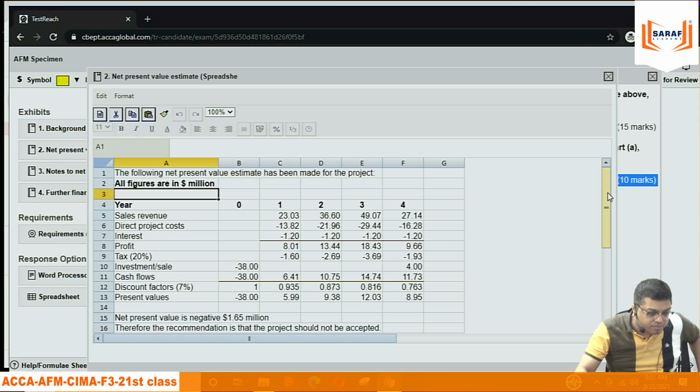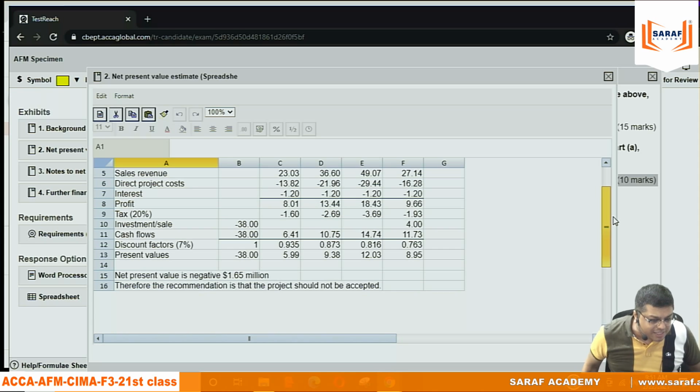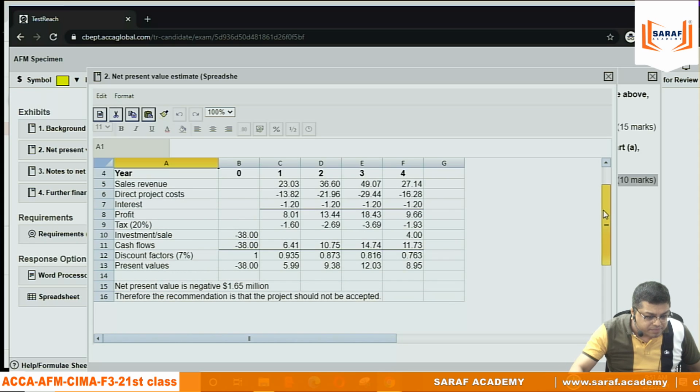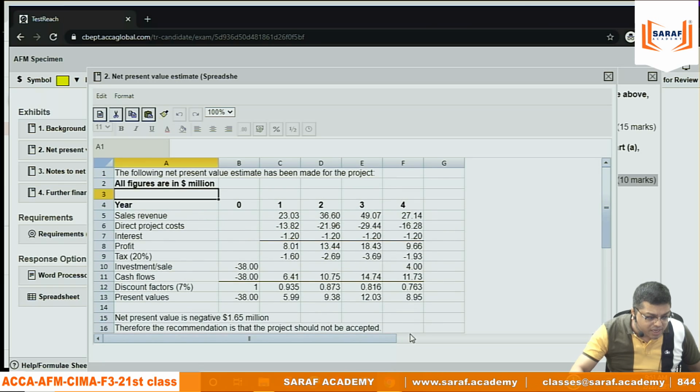Okay. Net present value is negative. Therefore, the recommendation is that the project should not be accepted. Okay. So there are basically, I am thinking, two types of mistakes. One is interest or maybe tax calculation. We will check.